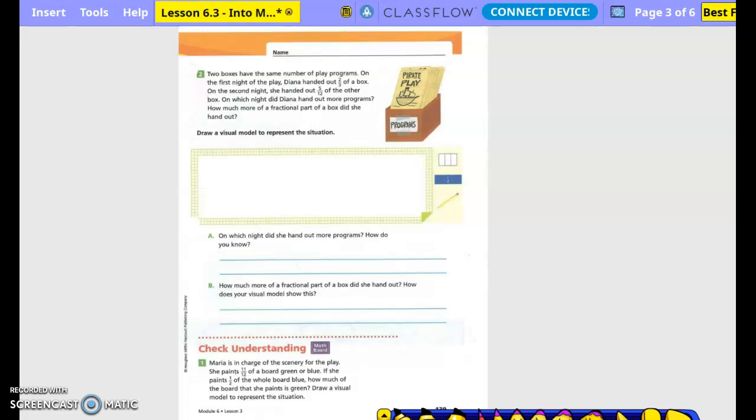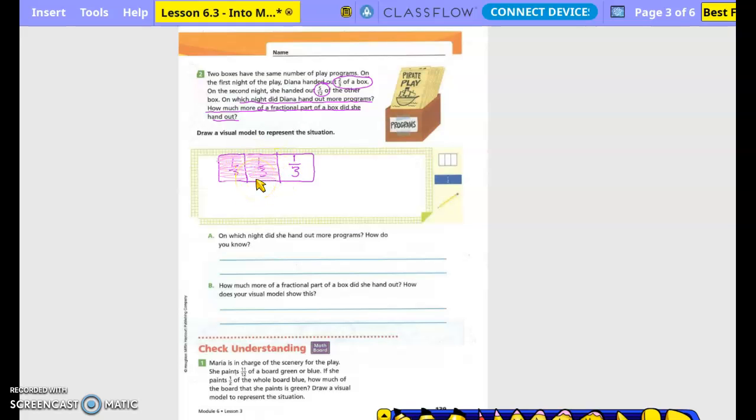Okay, so we have 2/3 of the one box, right? 5/12 of the other box, and they want to know which night did she hand out more programs, and then how much more fractional part did she hand out? Okay, so for the first box, we are going to have to do what? We have to break it into thirds, right? And so she handed out how much the first box? 2, right? So we're going to color in 2 of our boxes.